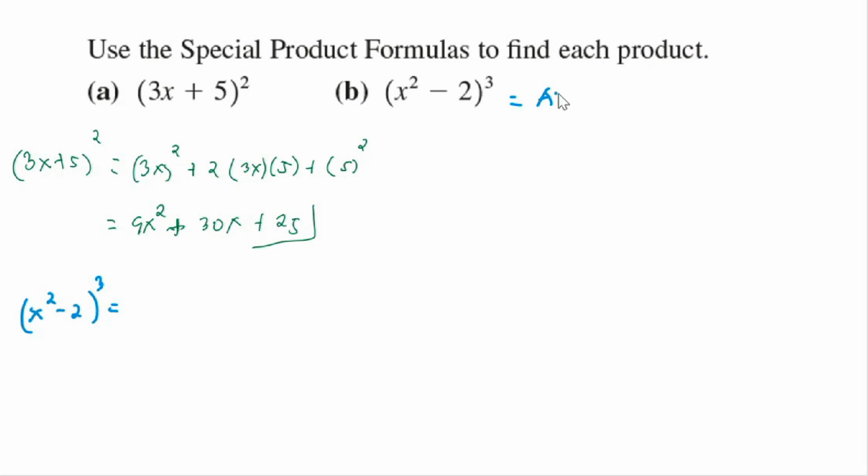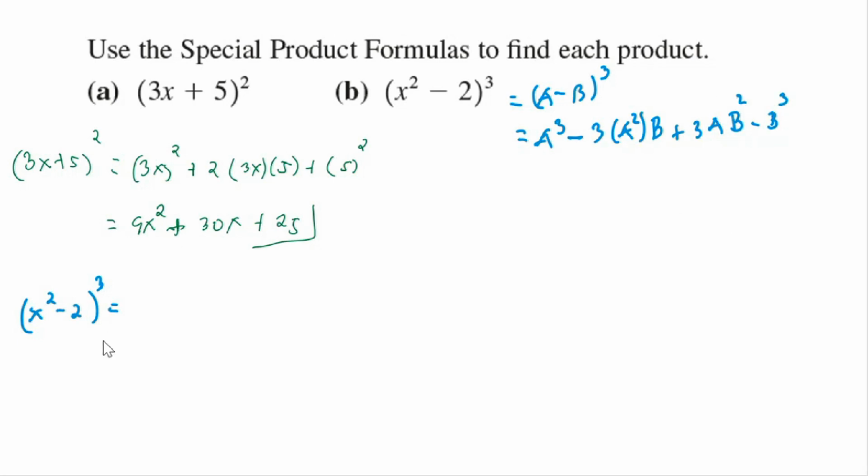So the formula is A minus B to the third power, whose product becomes the cube of the first term minus, why minus? Because this is a minus sign, so it should be alternating signs in our product. So we have 3 times A squared, the square of the first term, times B, plus thrice A times the square of the last term, minus the cube of the last term.